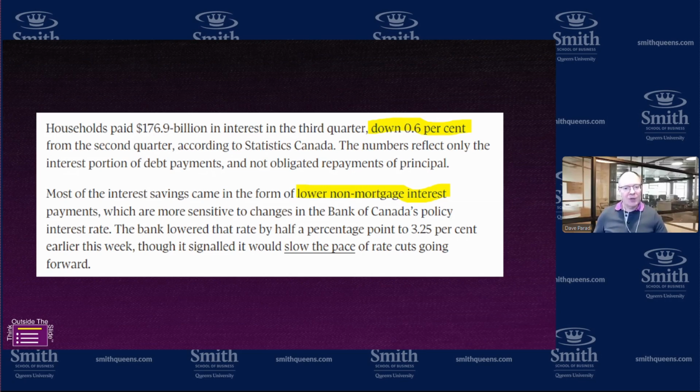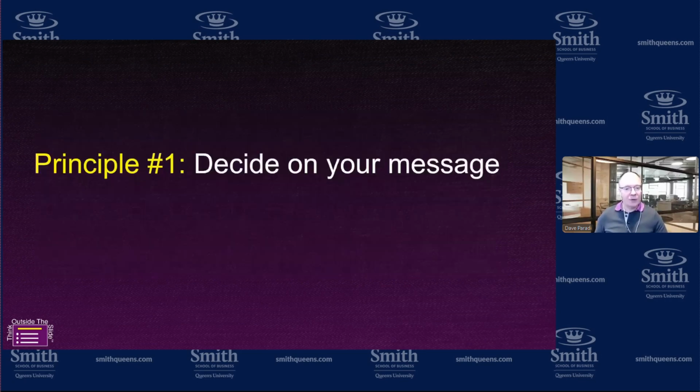And so the first principle I want to emphasize is that it's very important to decide on your message. This very much ties into what Matt was talking about in terms of the implication. Too often, people just put data out there and don't explain what it means. Executives get confused. They ask a lot of questions.